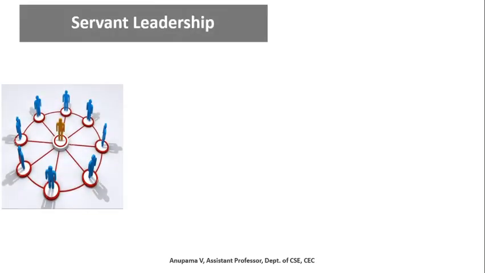Next type of leadership style is servant leadership style. It begins with a natural feeling that one wants to serve first.